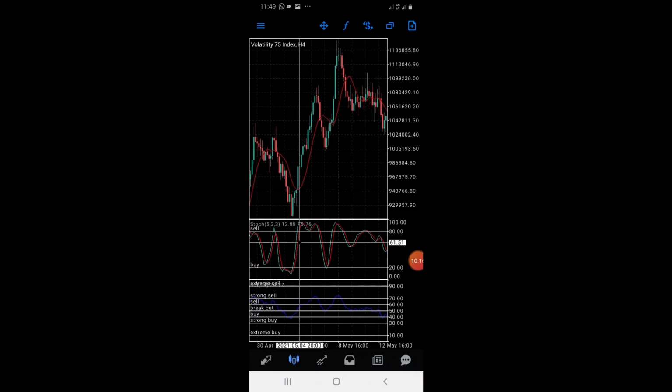Now we are looking for M formations, and as you can see, this is an M structure. So you'd enter at this point, and as you can see also in the RSI, we're in the strong sell region, and then you would sell and get all these pips. This is 1, 2, 3, 4, 5 times 4 hours. That's 5 times 4, that's 20 hours.